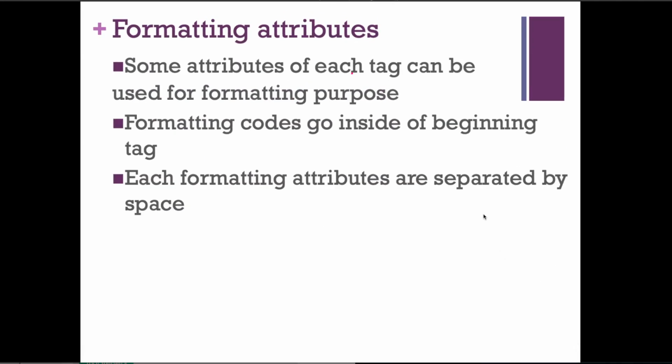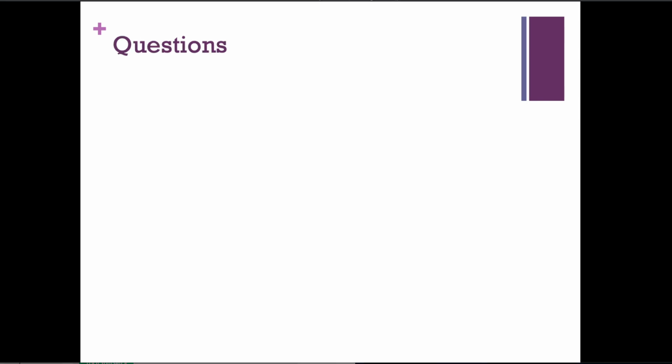So formatting attributes. Some attributes of each tag can be used for formatting purposes. Like I said, U underline, B for bold, it's only for formatting purposes. Formatting code goes inside of the beginning tag. So formatting attributes go inside of the beginning tag, which is a container tag. Right. Each formatting attribute is separated by space. So this is what we did so far. All right. So this is what we did.